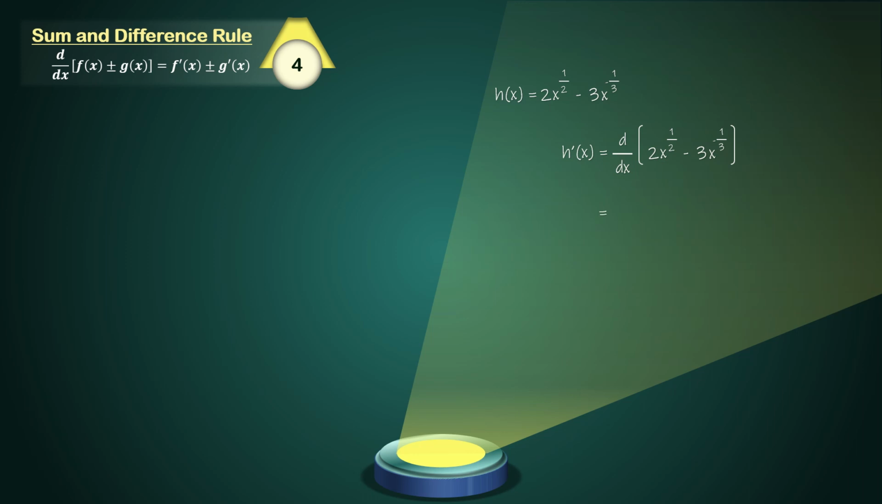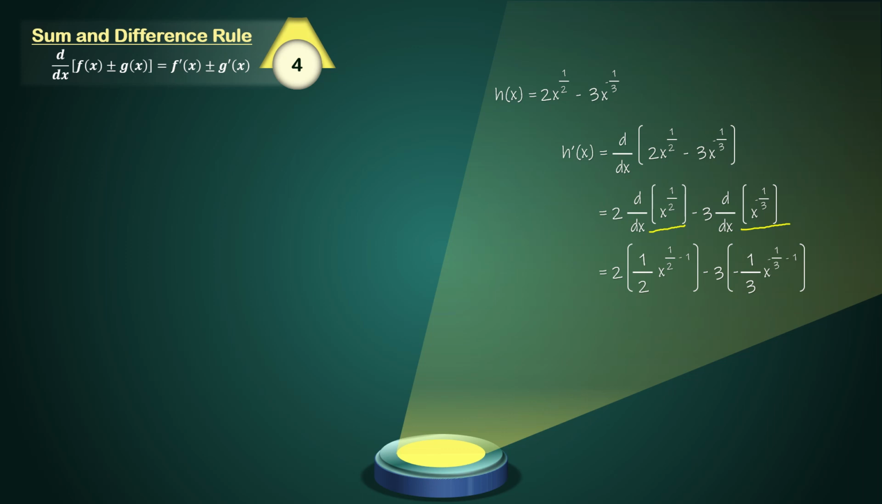Take the derivative of the first term and the derivative of the second term using the sum and difference rule. Then, apply the constant multiple rule in the first term and in the second term. Apply the power rule to each term, and it is equal to 2 times the derivative of x raised to 1/2, which is 1/2 times x raised to 1/2 minus 1, minus 3 times the derivative of x raised to negative 1/3, which is negative 1/3 times x raised to negative 1/3 minus 1. Simplify powers.